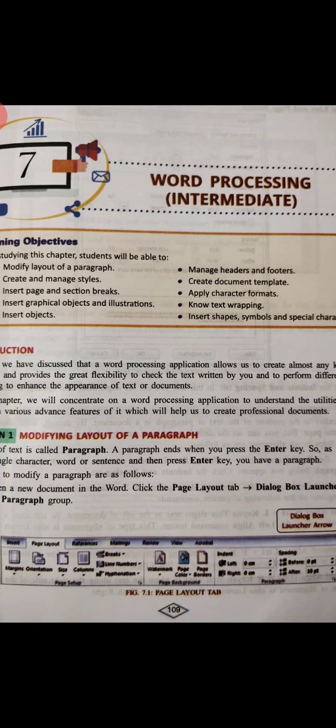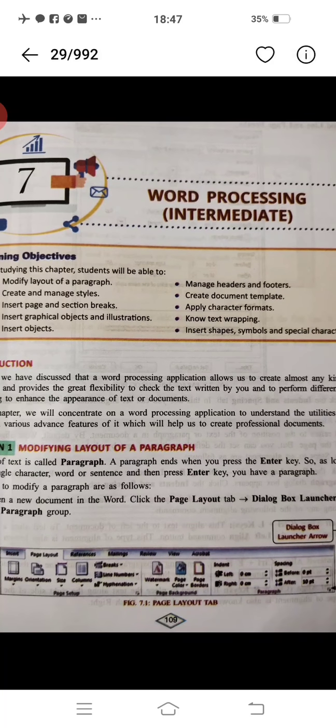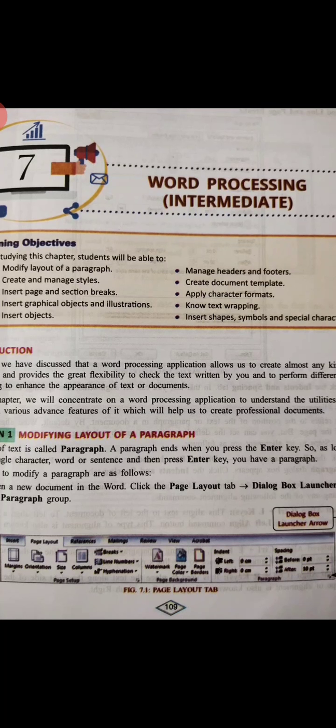Okay, from session 1, the first session is modifying the layout of a paragraph. Now, what is a paragraph? A block of text is called a paragraph. A paragraph ends when we press the Enter key. As long as we type a single character, word, or sentence and then press the Enter key, we have a paragraph.